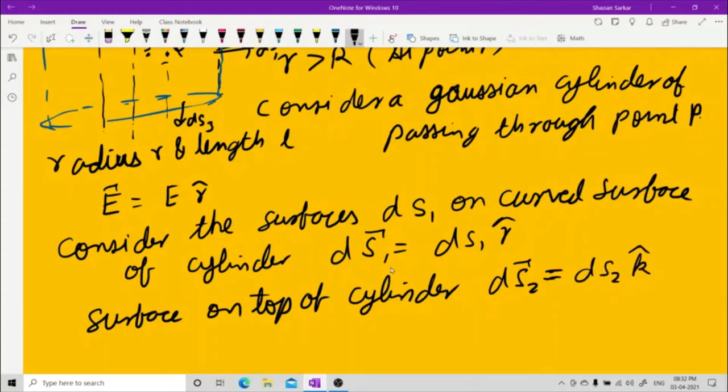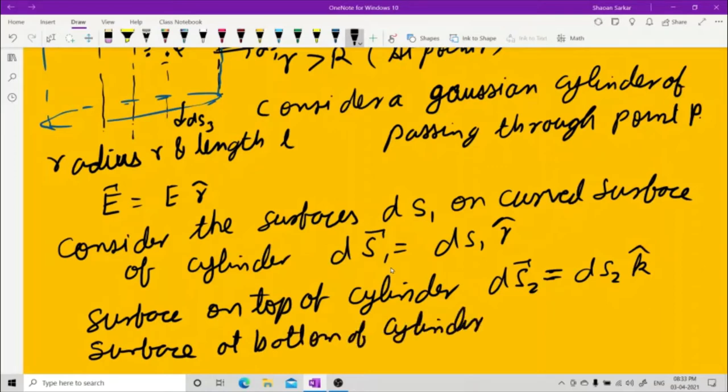Now, the surface at the bottom of the cylinder, and these are all Gaussian cylinders basically. dS3 vector is equal to minus dS3 k cap.